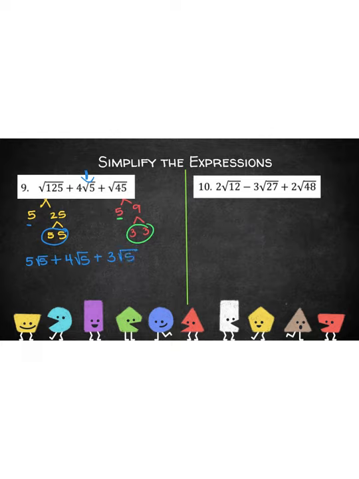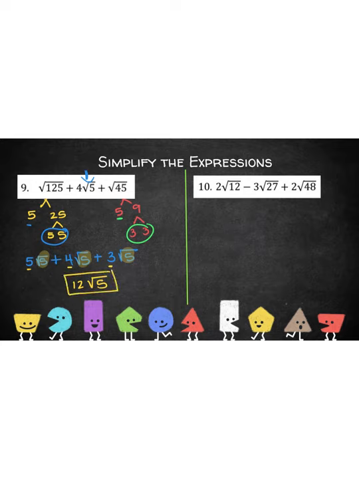Now I can look, are all my numbers the same under my radical? So I have a 5, and a 5. Yep, so when they're all the same, I can just take my numbers out front and add those together. So I have 5 plus 4, which is 9, plus that other 3, which is 12. So I have 12 square root 5 as my final answer.